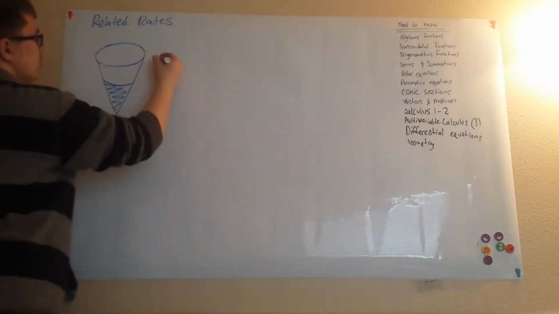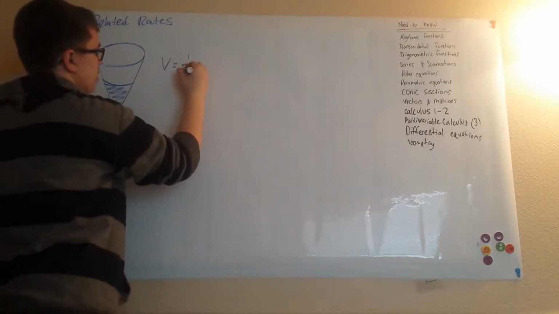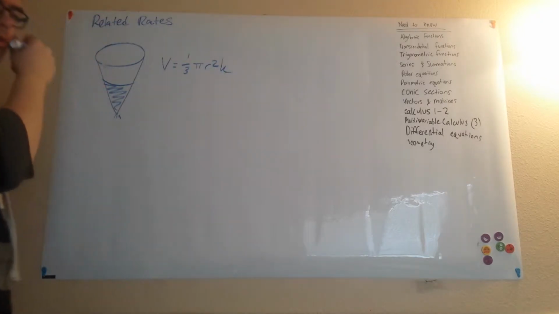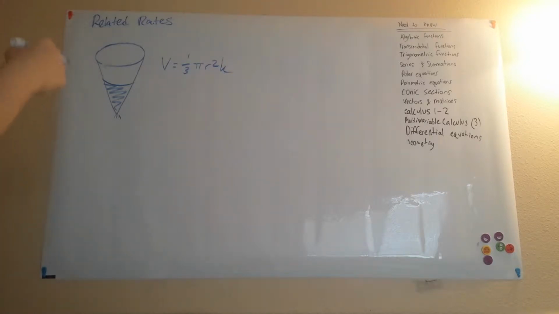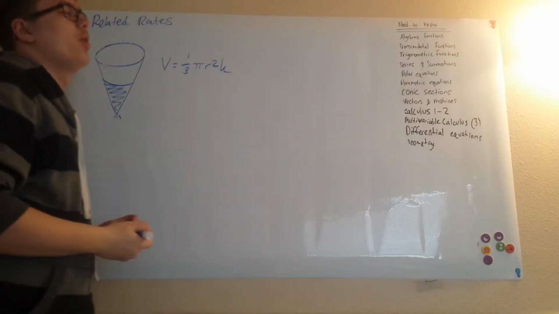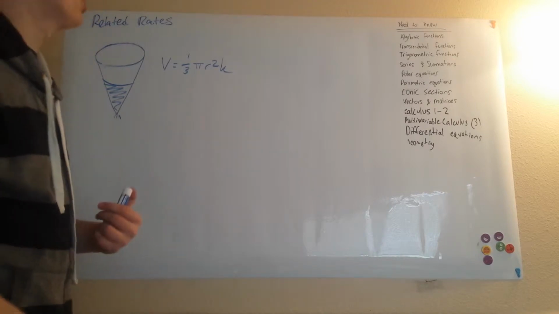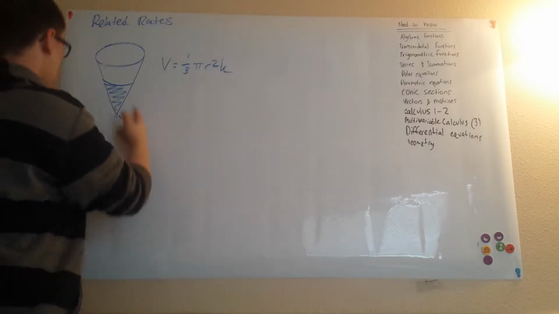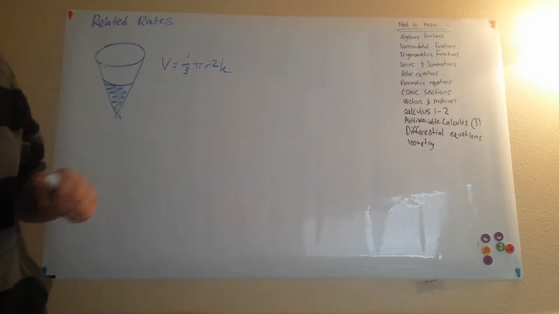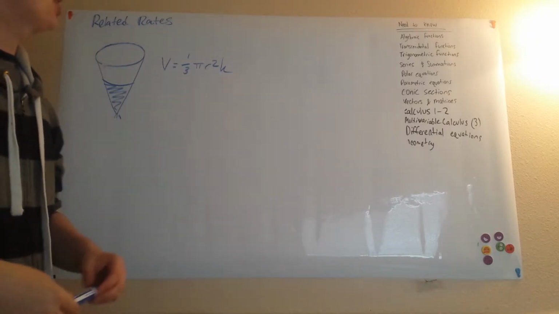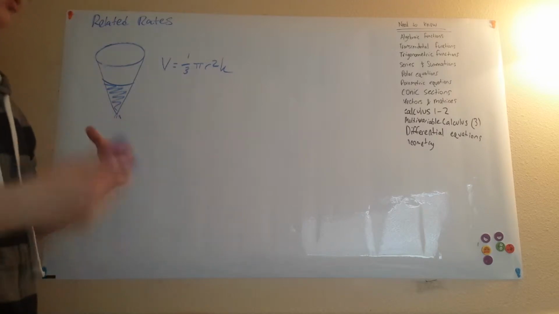The volume of a cone is 1/3 pi r squared h. And I want to find the rate of change of volume with respect to time at a certain point. So at a certain point, how fast is the volume going out? How fast is the water draining? That's what I want to wonder at a certain time.